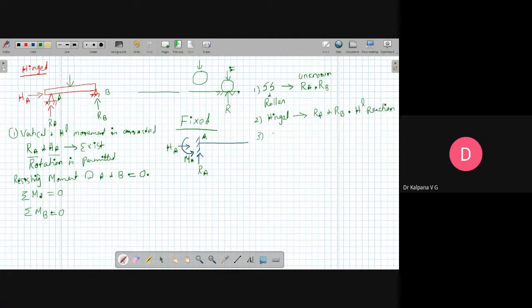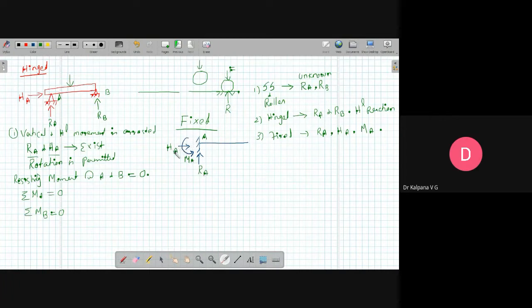Third one, in case of fixed support: vertical reaction, horizontal reaction, and moment at support. It depends whether both the ends are fixed or only one end is fixed. In case of statically determinate beam, we can go with this cantilever beam, where one end is fixed and the other end is free. So we will be having three unknown reactions: vertical, horizontal, and rotation.